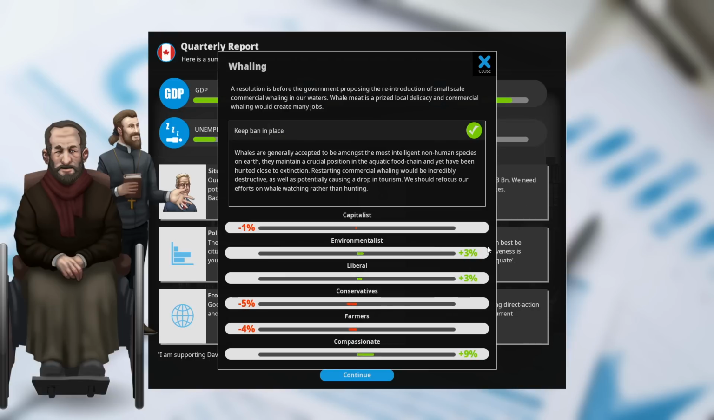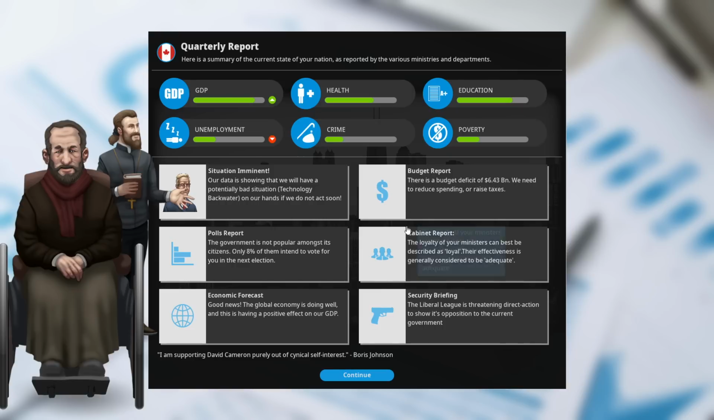There we go. So we can see the actual impact. Capitalists aren't too happy about that. Environmentalists and liberals are very happy. Conservatives and farmers are not. But it also makes us look more compassionate. We'll talk about that in just a second.